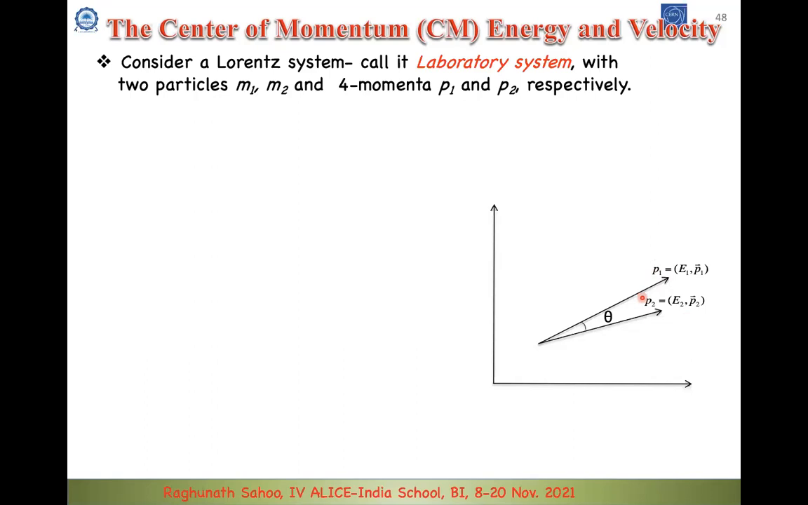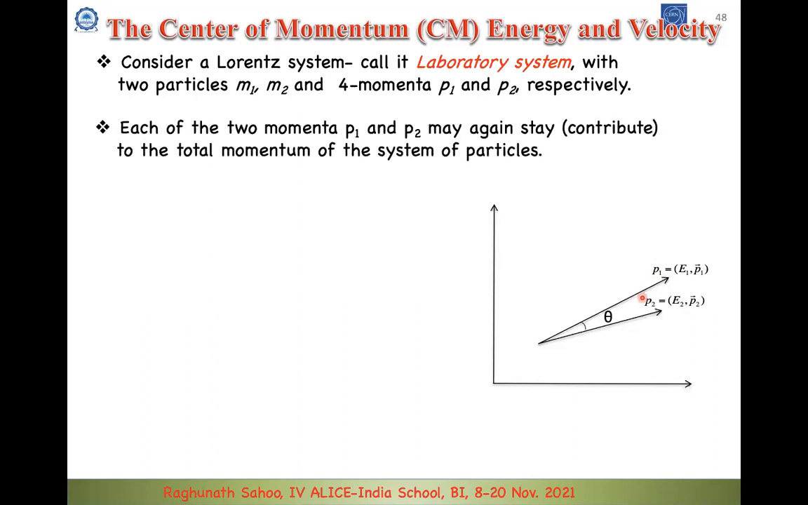My contravariant will not carry any negative sign. That was my metric. So each of the 2 momenta P1 and P2 may again contribute to the total momentum of the system of particles, right? So if I say it's a system of particles, essentially the total momenta will come from the individual energy and momenta of the particles.